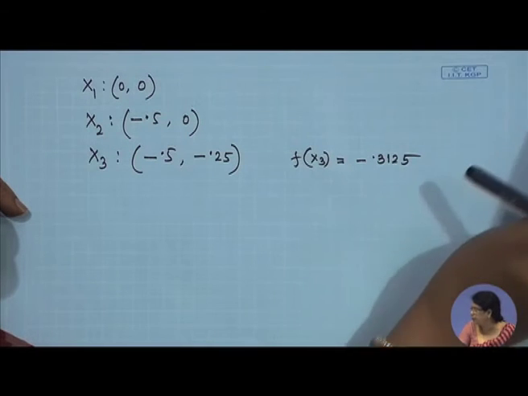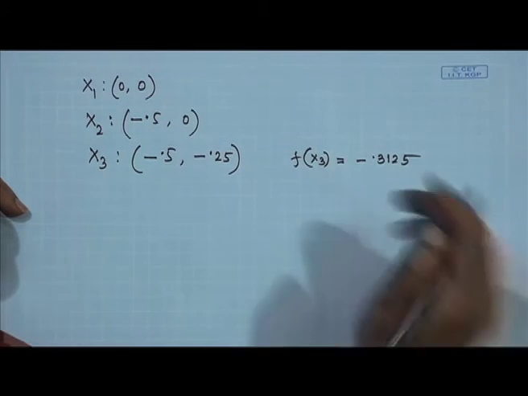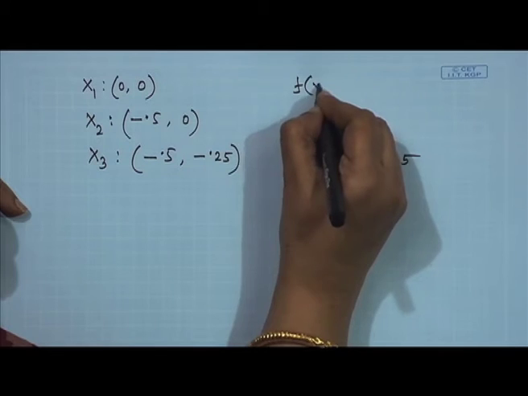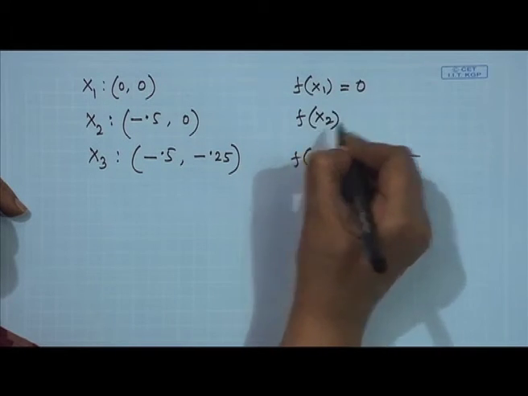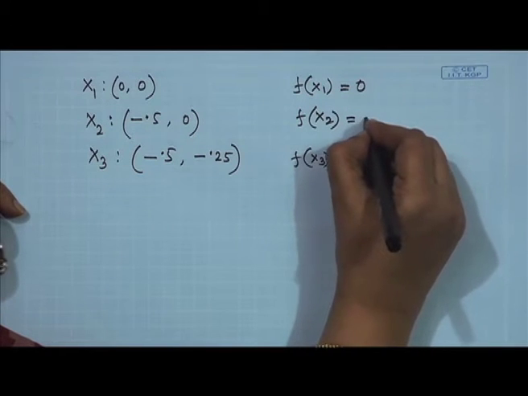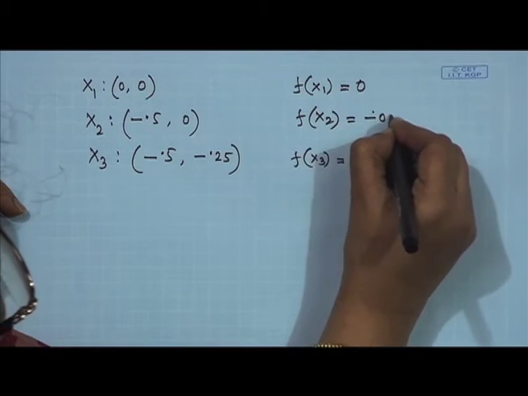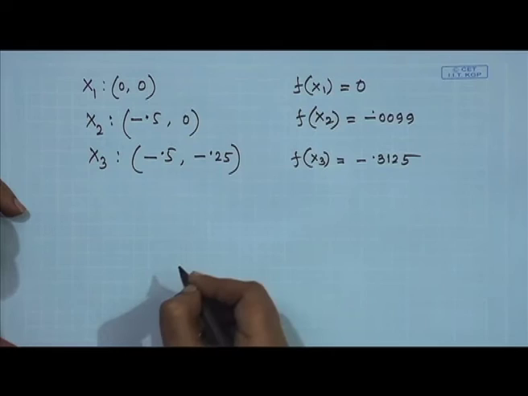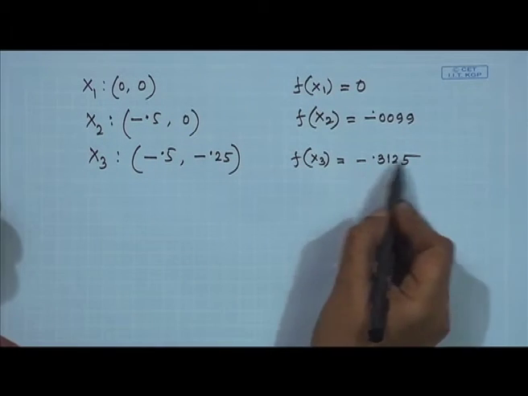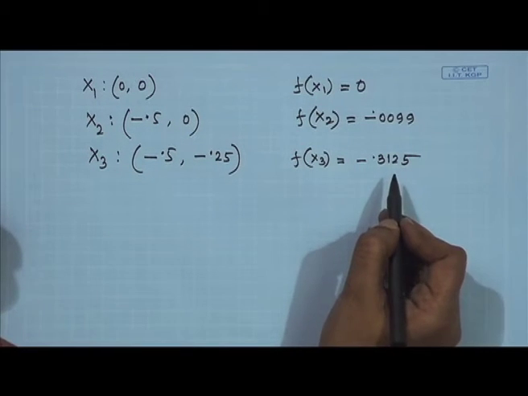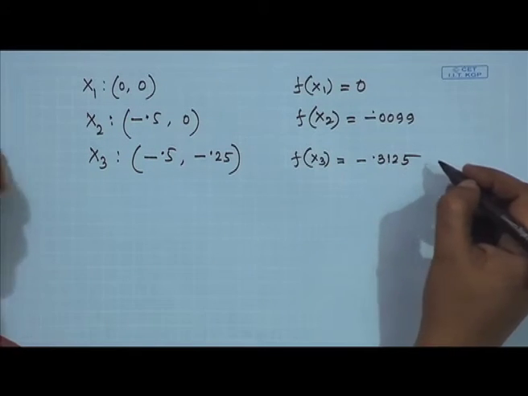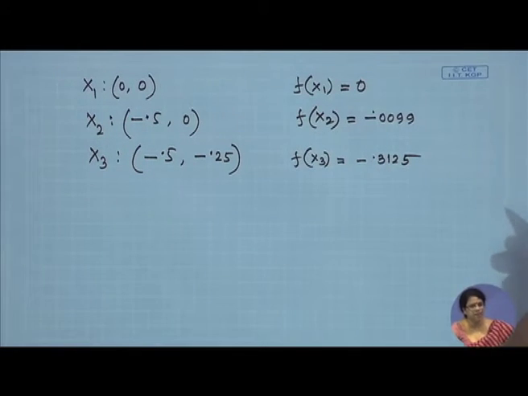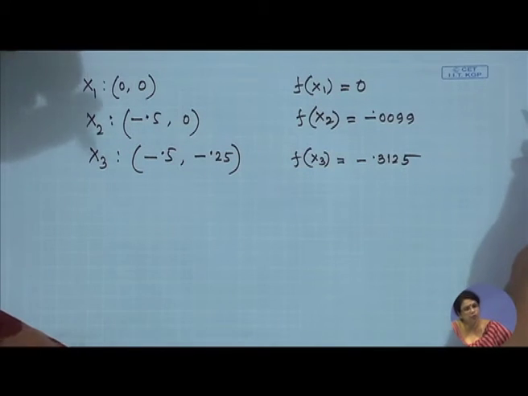-0.3125, but previously the functional value was 0.0099 or so, and now we are getting a much better value. Now the question comes: we can stop the process here, but we can move further even.